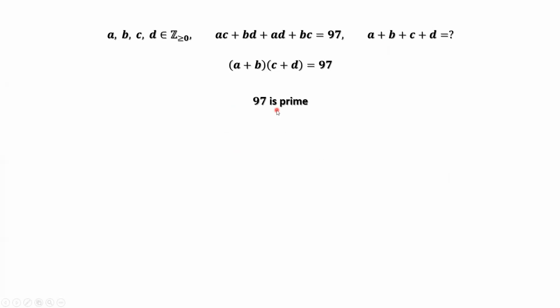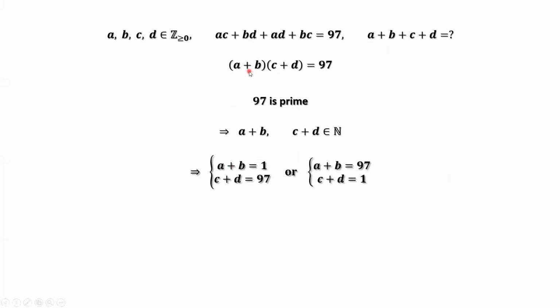97 is a prime number, only has two factors, 1 and 97. What does this mean? This means the first factor is 1, the second factor is 97, or swap. A plus B equals 97, C plus D equals 1.